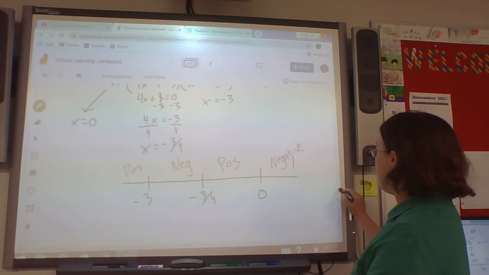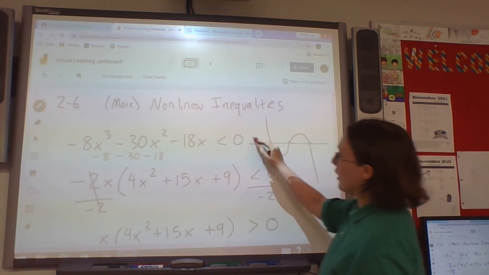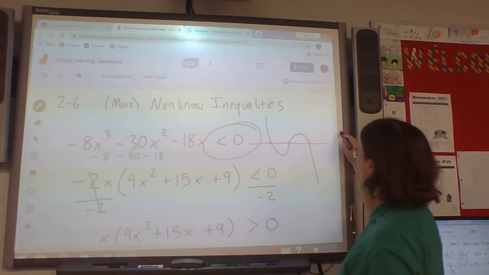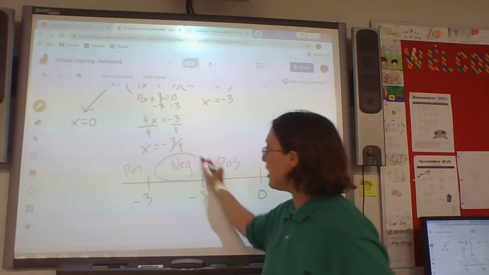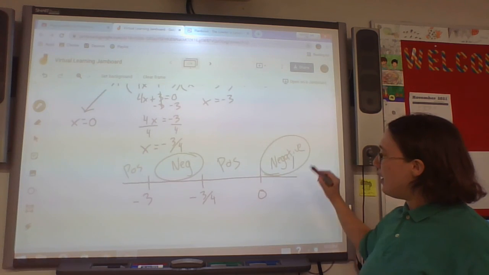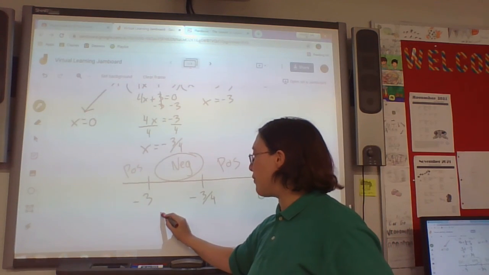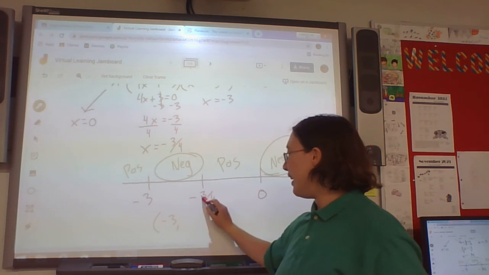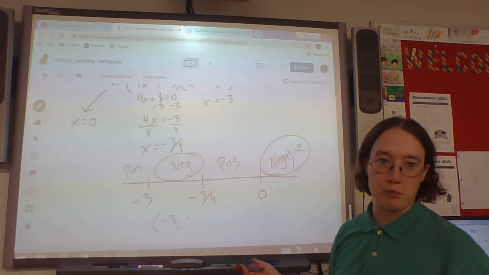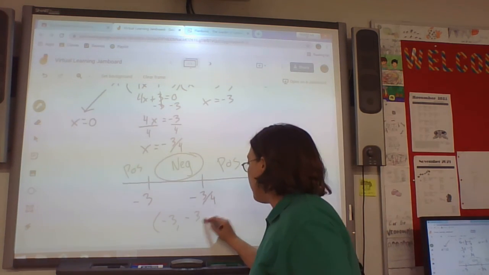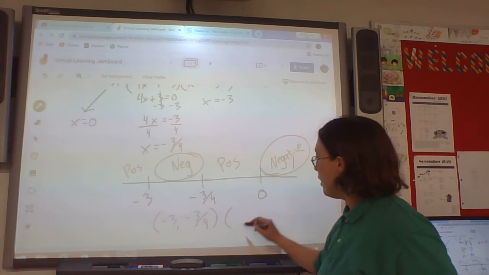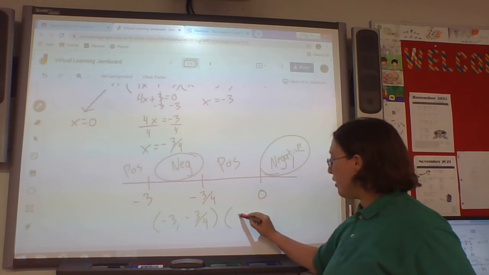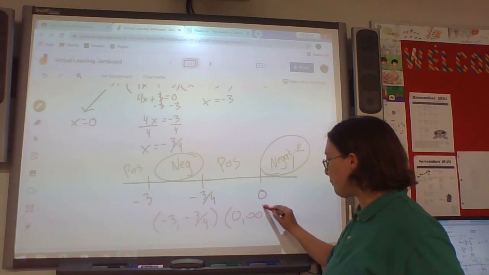So since we plug things back into the top one, we're looking for where we're less than 0. So the sections of our graph where we're less than 0 are going to be where we're negative, which is here and here. So here we're between negative 3 and negative 3/4, or if you call that negative 0.75, that's fine too. And over here, we're from 0 over to infinity.